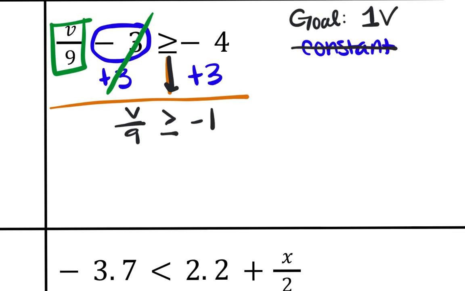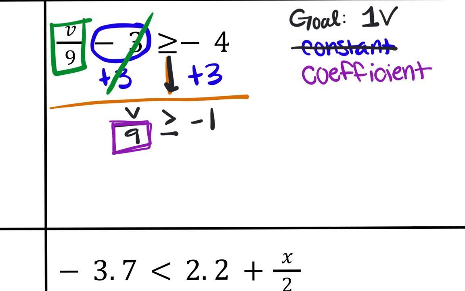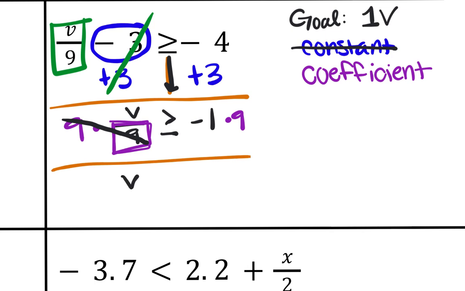I got rid of the constant attached to my variable. Now I have to undo the coefficient. Okay. V is being divided by 9. The opposite of dividing by 9 is multiplying by 9. Multiplying and dividing cancel each other out. I'm left with a v, a +1v.